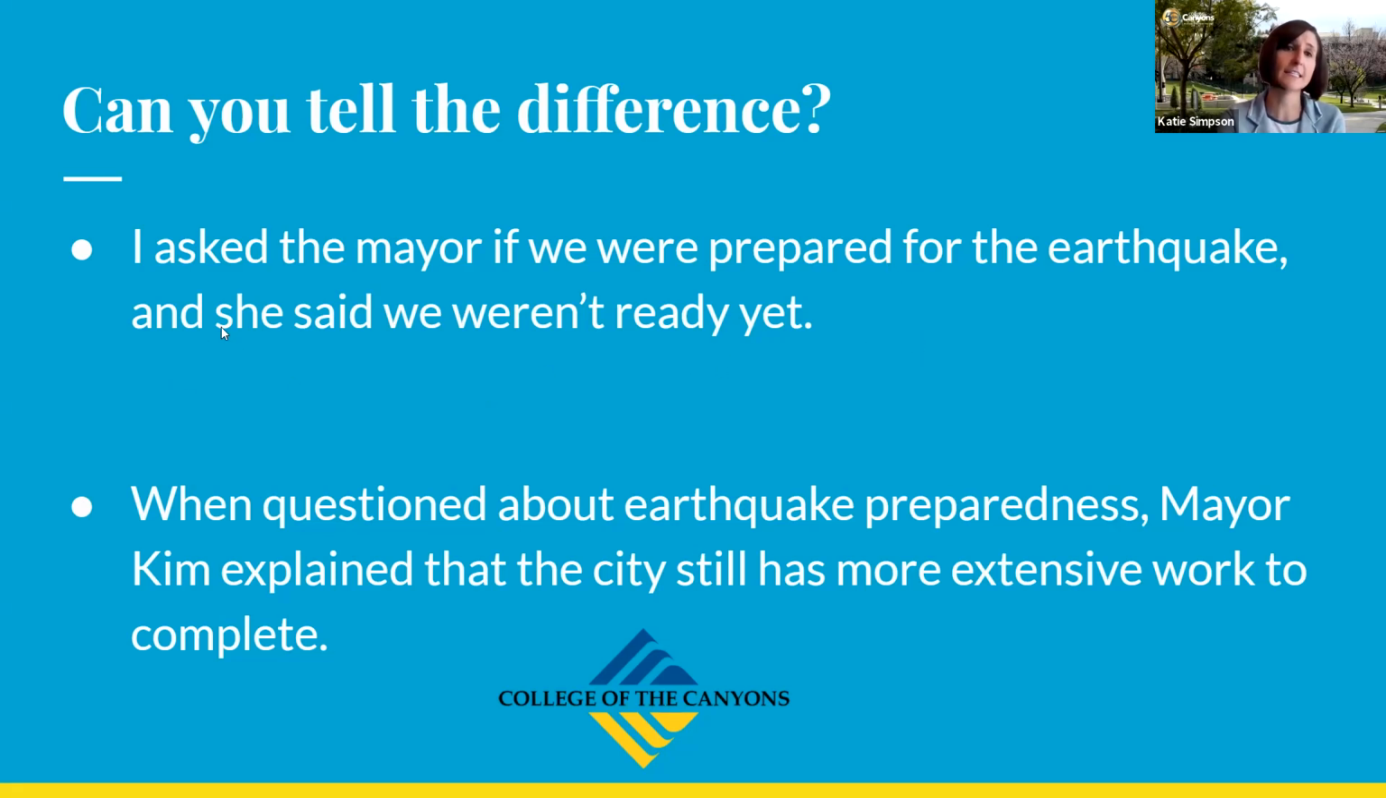Noticing here, it says, she said we weren't ready. This says, Mayor Kim explained the city has more extensive work to do, just more complex language there. So it's a little bit more formal. So there's another example of two different sentences of formal and informal English. All right, so I hope that was helpful to see the difference. You guys had some examples.